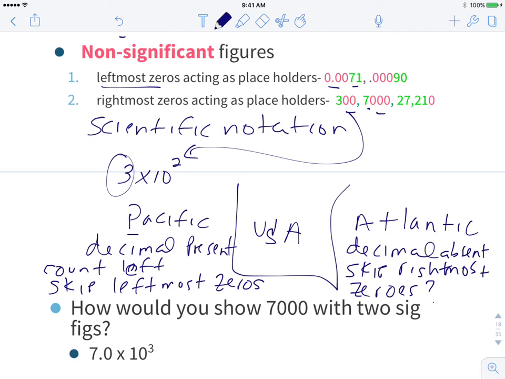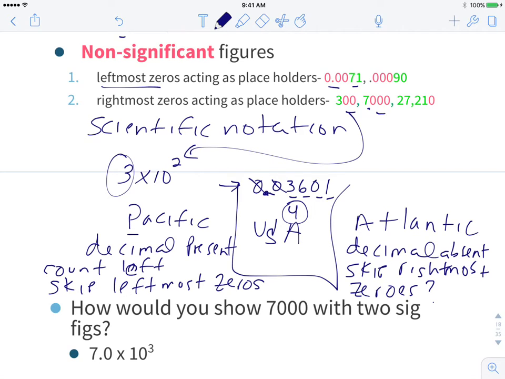So let's do an example here. If I were to look at a number where there's a decimal present, I have 0.03601. Well, there's a decimal present right here. I count from the left. I skip the leftmost zeros. These are placeholders. I start counting 1, 2, 3, 4. This has 4 significant figures. Notice the 0 between the 6 and the 1 is significant.